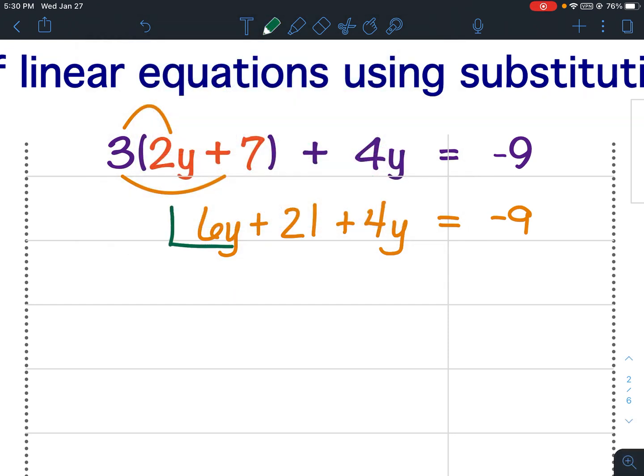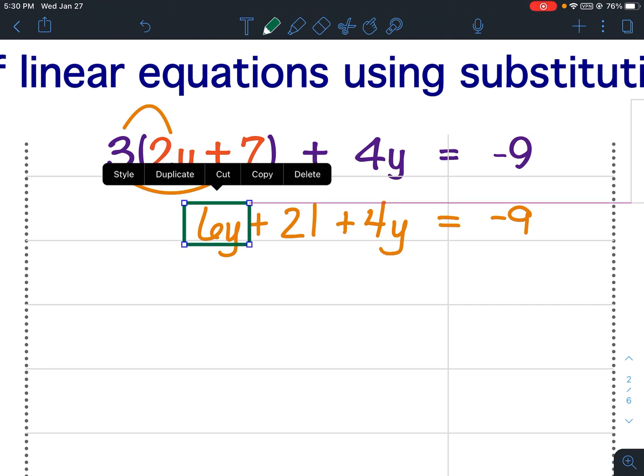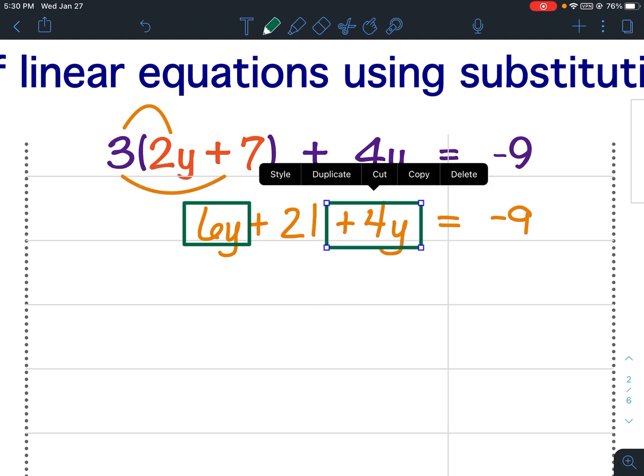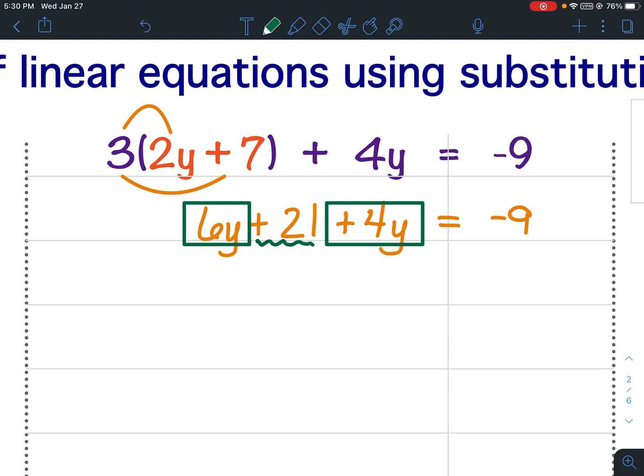For like terms, I have positive 6y here and positive 4y here. And then everything else doesn't have a like term, and this is by itself, so it doesn't have a like term. So 6 plus 4 would give me 10y. Bring down the 21, bring down the negative 9.